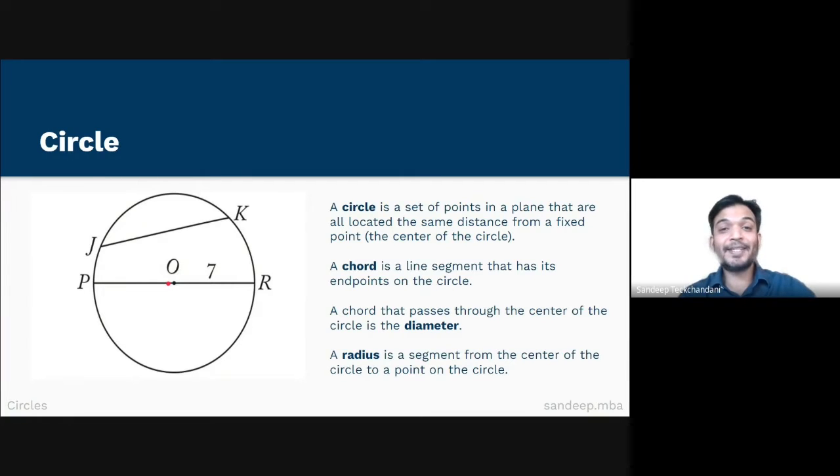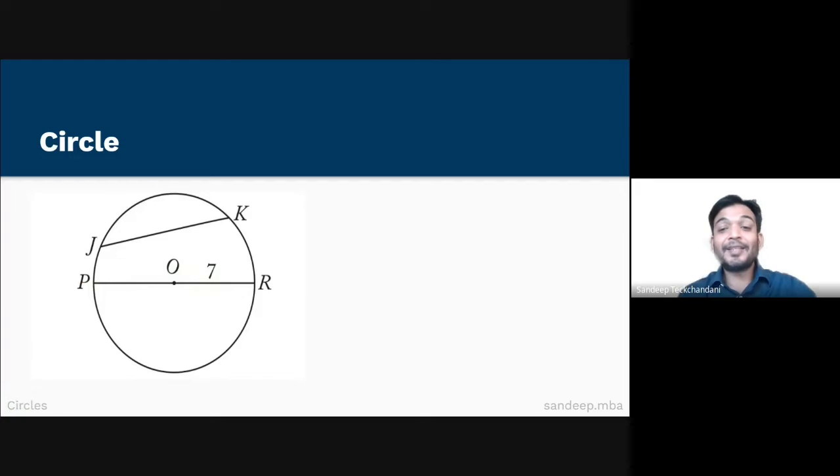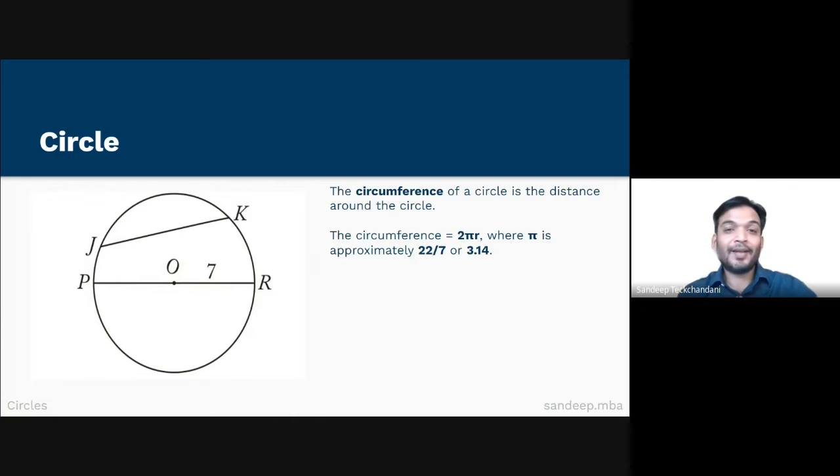A radius is a segment drawn from the center of the circle to a point on the circle. For example, OR and OP are the radii of this circle. The circumference of a circle is the distance around the circle. If r is the radius of the circle, then the circumference is equal to 2 pi r, where pi is approximately 22 upon 7 or 3.14. The area of a circle of radius r is pi r square.